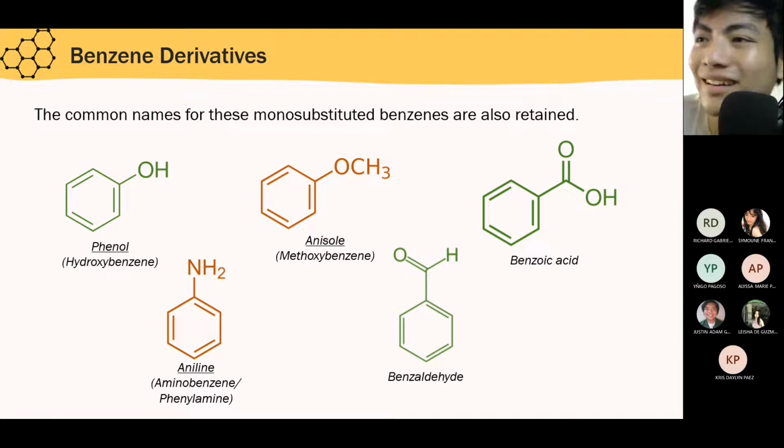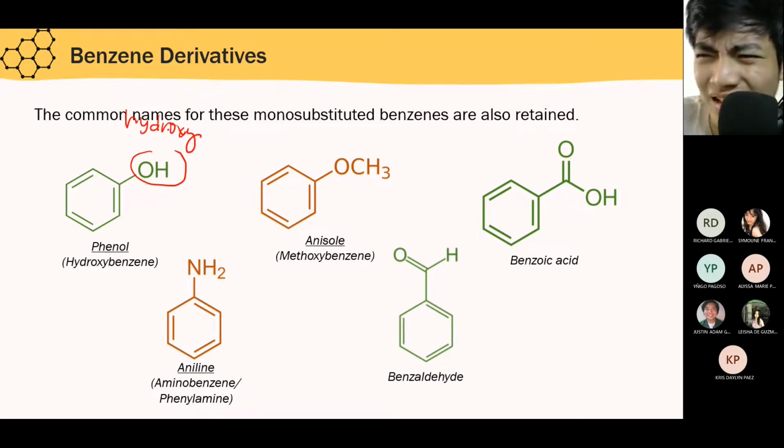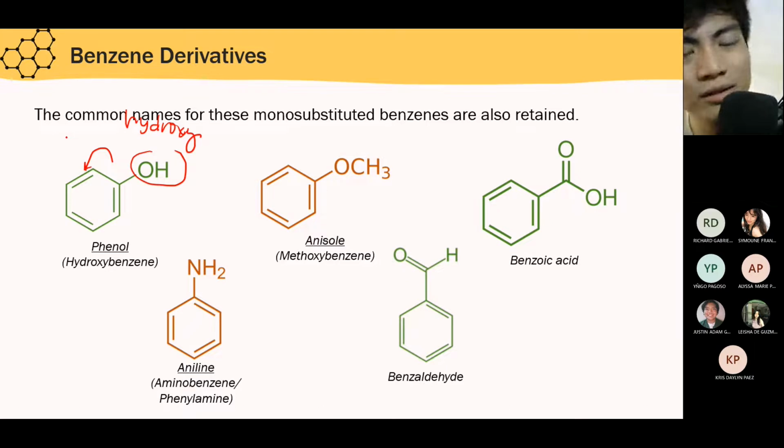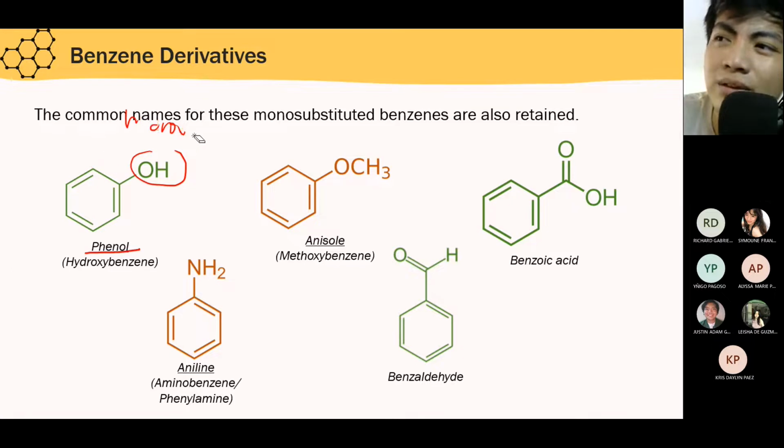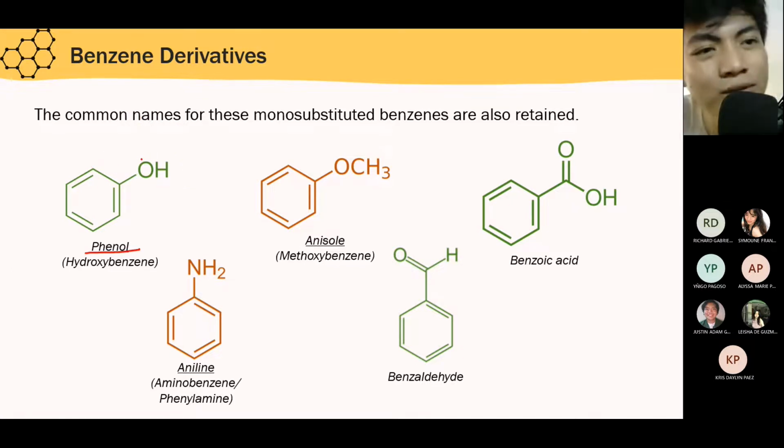Dami, no? So, if you have an OH, hydroxy tawag dyan, na nakadugtong sa benzene, edi yung IUPAC name niya is hydroxybenzene. However, instead of calling it hydroxybenzene, the common name is the phenol. Asan yung phenol? Yung phenol, actually, pampaputi ito.